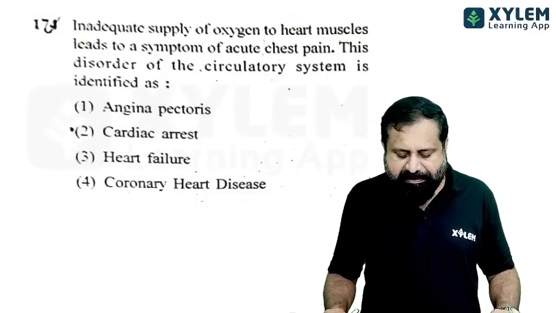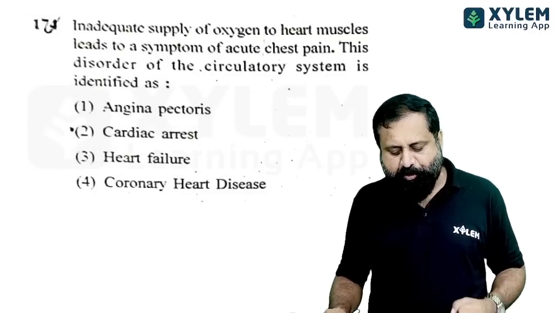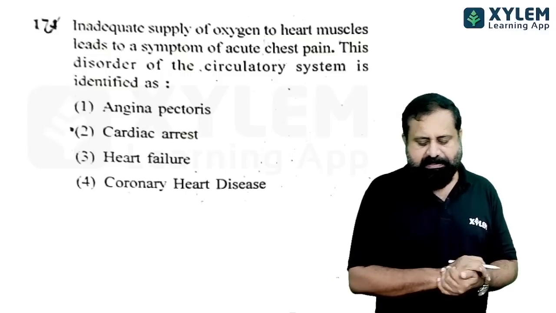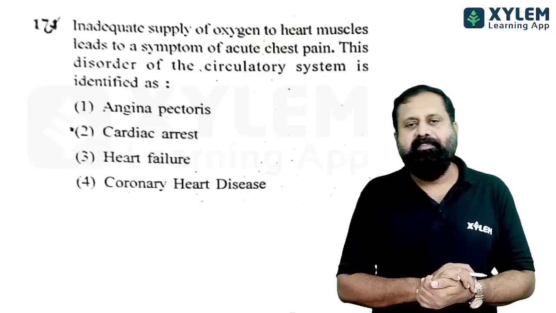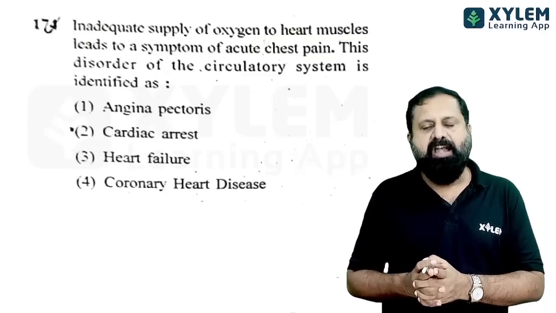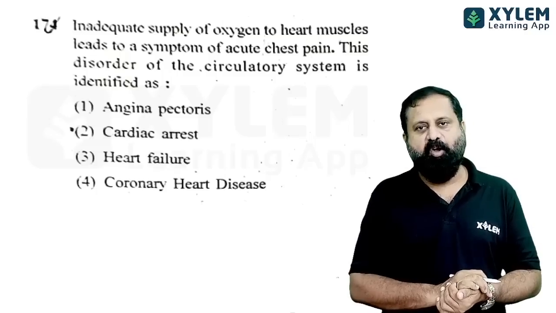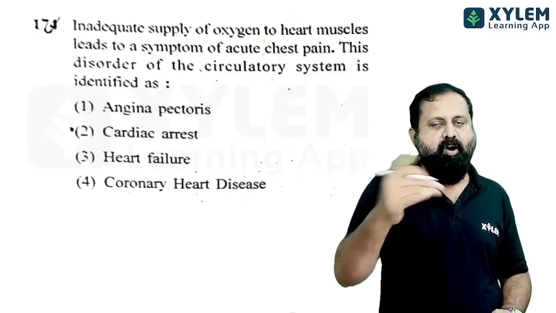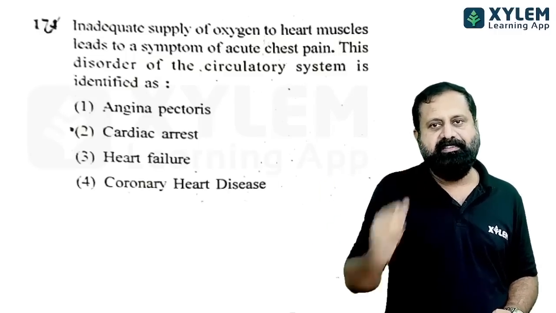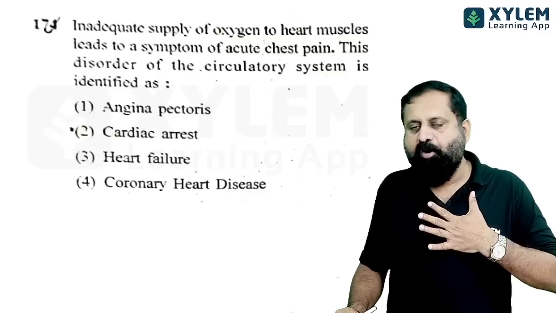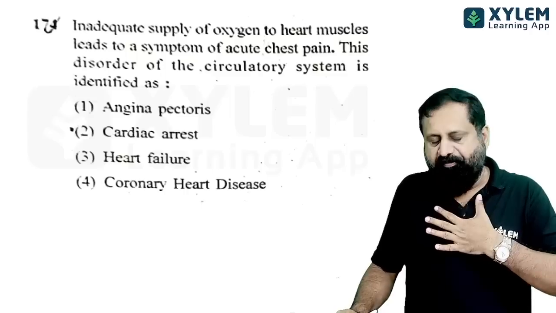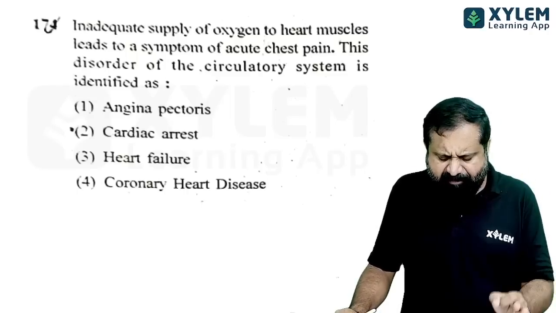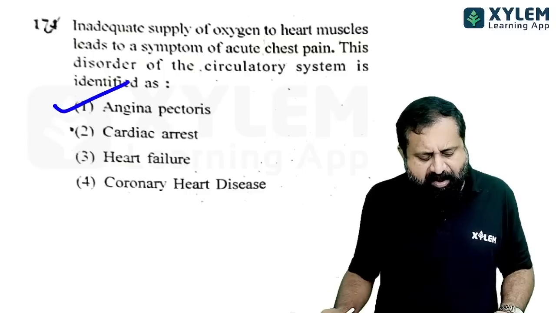174. Inadequate supply of oxygen to heart muscles leads to a symptom of acute chest pain. This disorder in the circulatory system is identified as. When you take the last part of your body fluids, there is a disease, coronary artery disease. The block of coronary artery, that artery supplying blood oxygen to the heart muscle, if it is blocked, then what will happen? The heart will not get sufficient oxygen, so we will feel a pain in the chest. That chest pain is called angina pectoris. It is clearly given in your NCERT. So answer is 1.